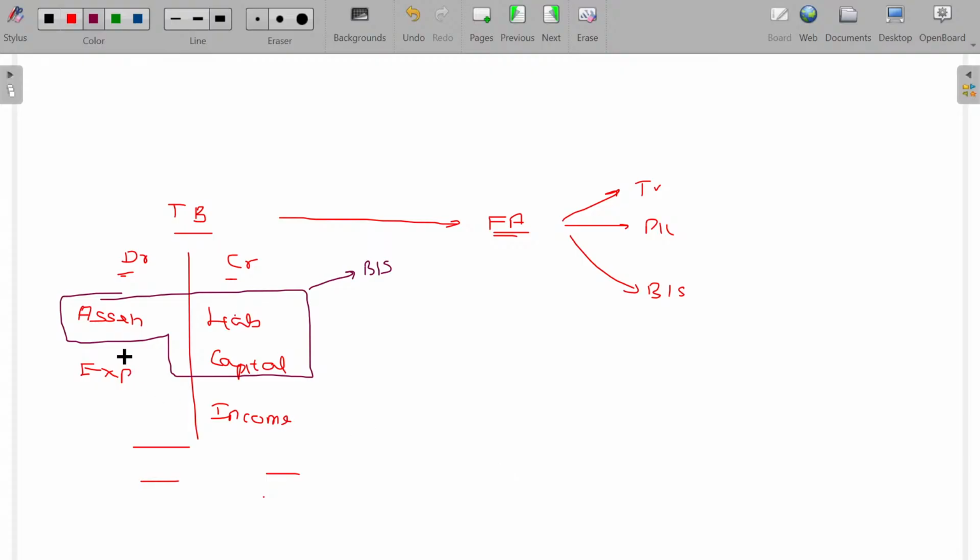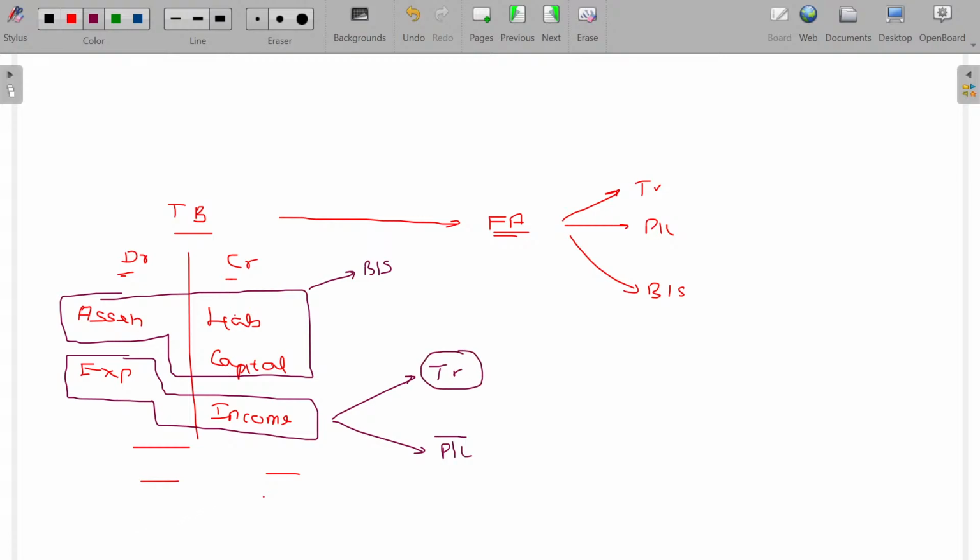When it's all about income and expenses, then a small subclassification is required. What is that? Those items related to the trading account, and those items related to the P&L account. Is that okay? This classification is very, very important. Clear? Now, how can I classify something as an asset, sir? If the payment gives benefit for more than one year, then it is an asset. If the payment gives benefit less than or equal to the financial year, before 31st March itself, we can enjoy the benefit.